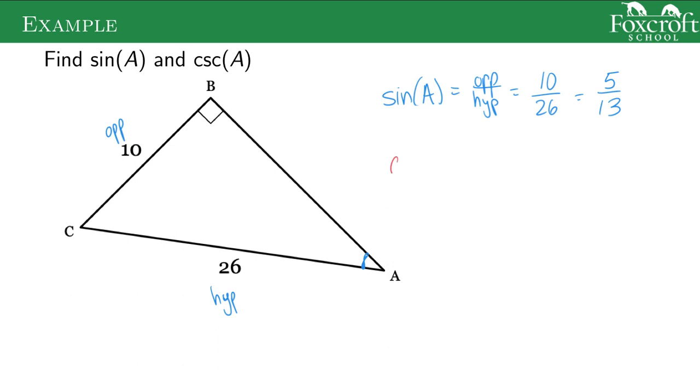And next I want to do cosecant of A. Cosecant is just related to sine. It's the partner of sine, so we just take sine and flip it. So our answer is 13/5. Now you don't have to do anything else. It's just the opposite of the sine function. So if I have an answer for sine, I just flip it and I get the answer for cosecant.